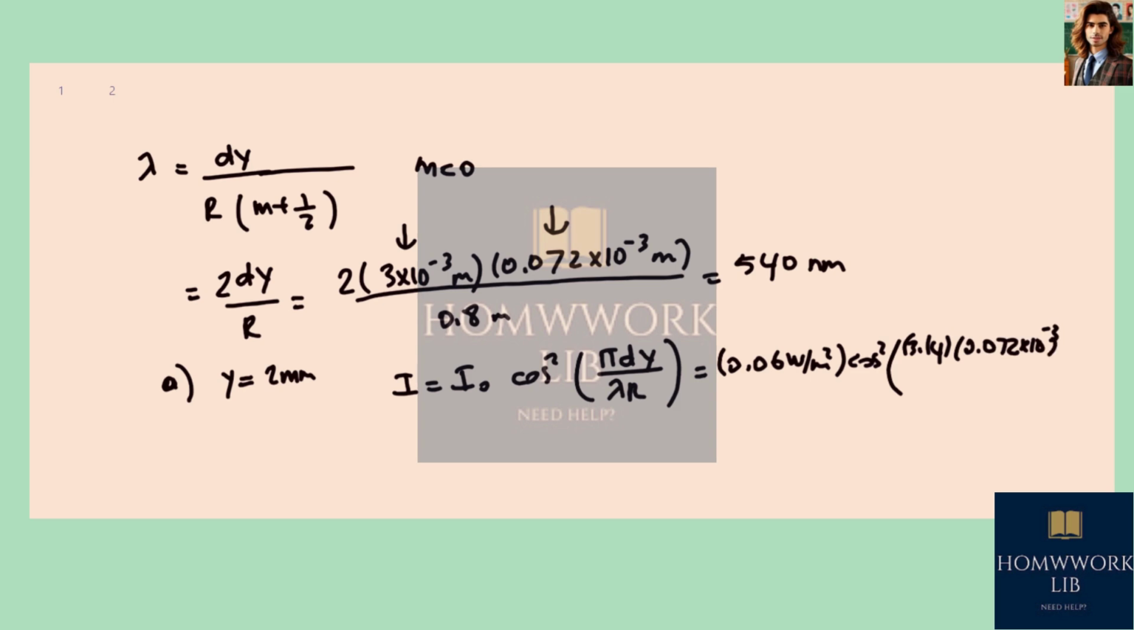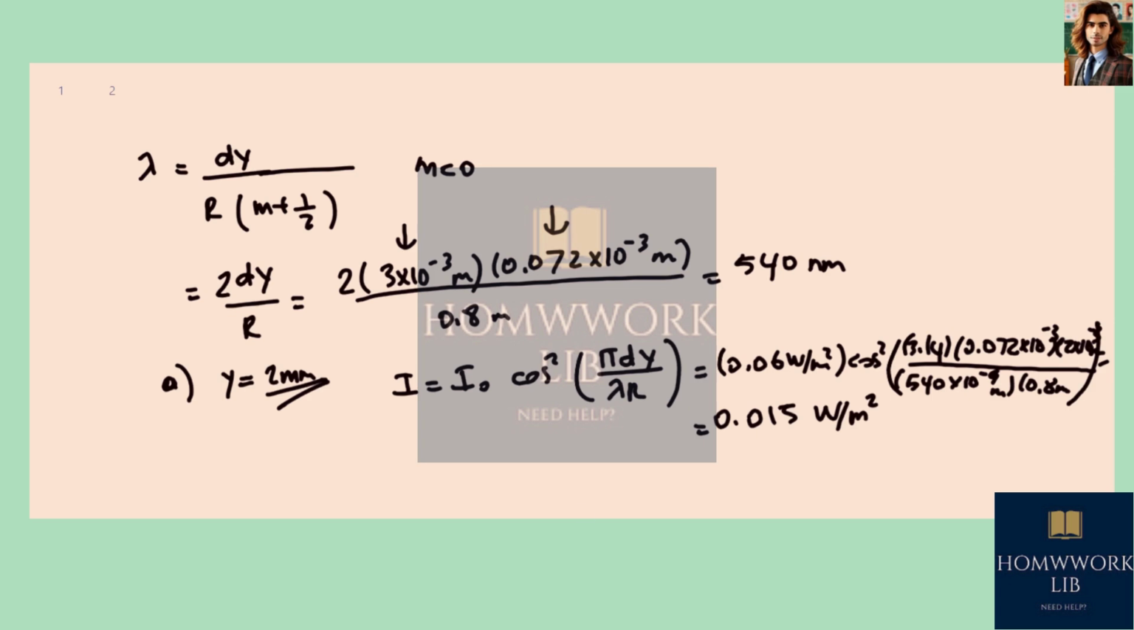And then times y, which is given to us as 2 millimeters. So it's going to be 2 times 10 to the power of negative 3 meters divided by lambda, which is 540 nanometers. So I converted it to meters. And r was 0.8 meters. Right? So if you do the algebra correctly, we're going to find the intensity at this point on the screen to be 0.015 watts per meter squared.